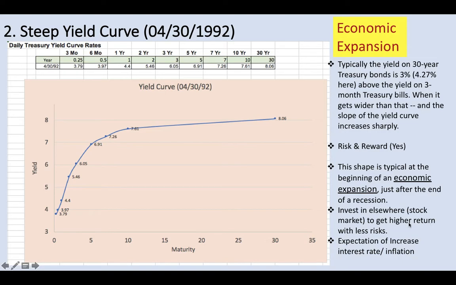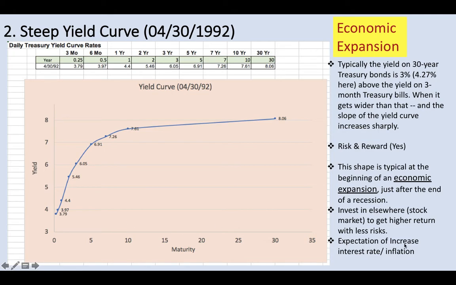opening a business, or invest in the stock market, they can get a higher return with less risk. So nobody wants to invest in the bonds, so they will require the bonds to pay a higher yield. So that's why the yield increases.